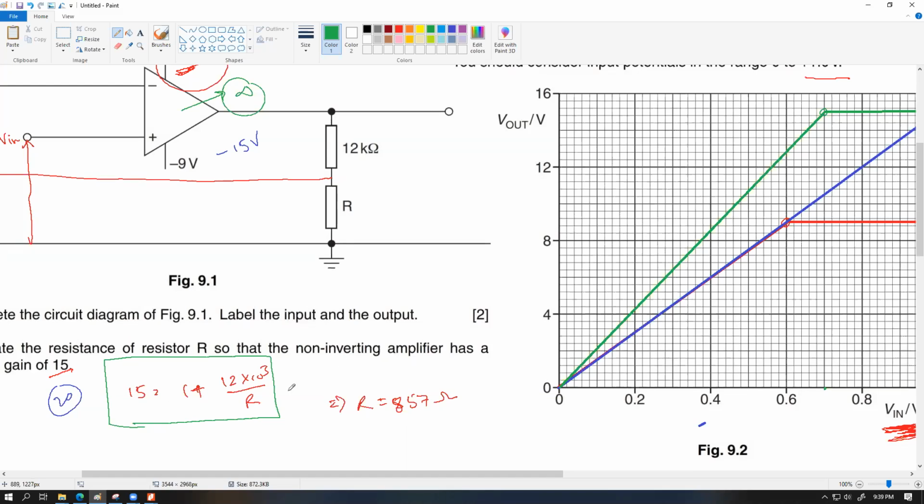This equation set came into existence by considering the effect of negative feedback.